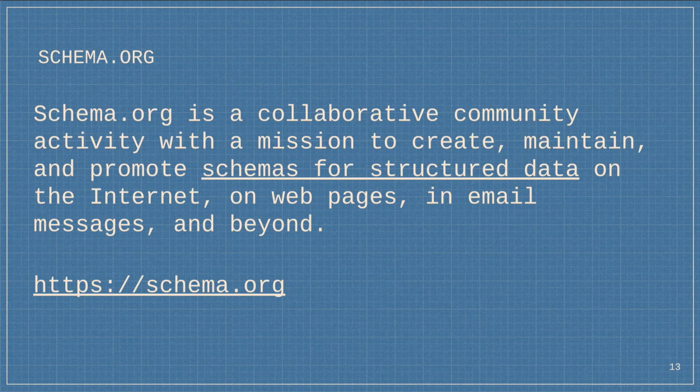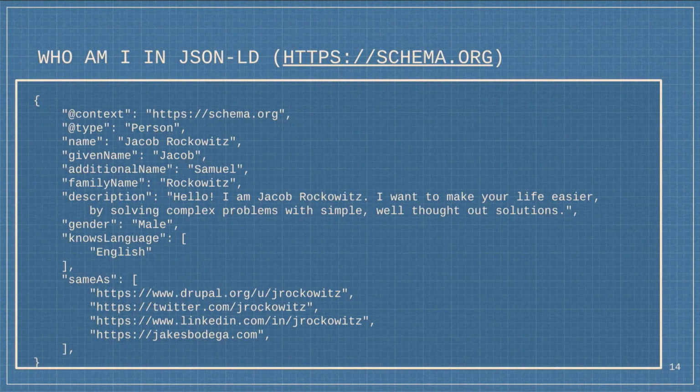And schema.org is a collaborative community activity that's been going on for years with a mission to create, maintain, and promote schemas for structured data on the internet, on web pages, and email messages, and beyond. It's a collaboration of Google, Microsoft, and Yahoo. And I want to emphasize, it's not just for web pages. It's for voice applications. It's for email. All the cool things you see in your Gmail, like little sign-up buttons, those are all being driven by schema.org today. And this is just my example of schema.org of my information.